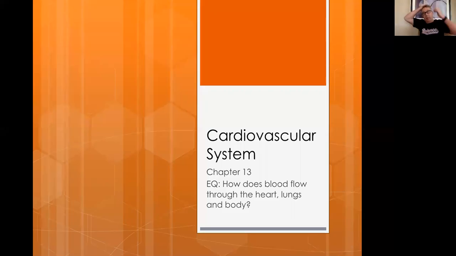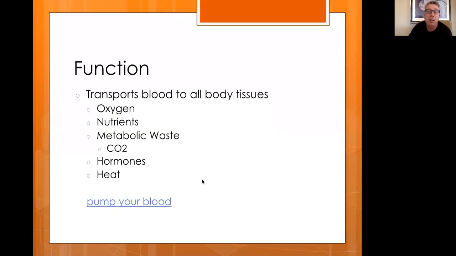Okay, here we go. Cardiovascular system. Essential question: how does blood flow through the heart, lungs, and body? So first of all, the function of the cardiovascular system obviously is to transport blood to all the tissues.